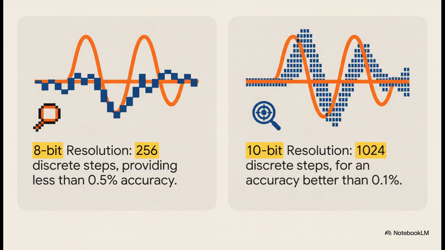So why does that matter? Well, think about a digital thermostat. With an 8-bit ADC, it might only see temperature in chunky half-degree increments. Your room is always going to be a little too hot or a little too cold. But with a 10-bit ADC, it can see much finer changes, which means it can keep the temperature perfectly stable. So the bottom line is, more bits means a much more faithful digital picture of the analog world.